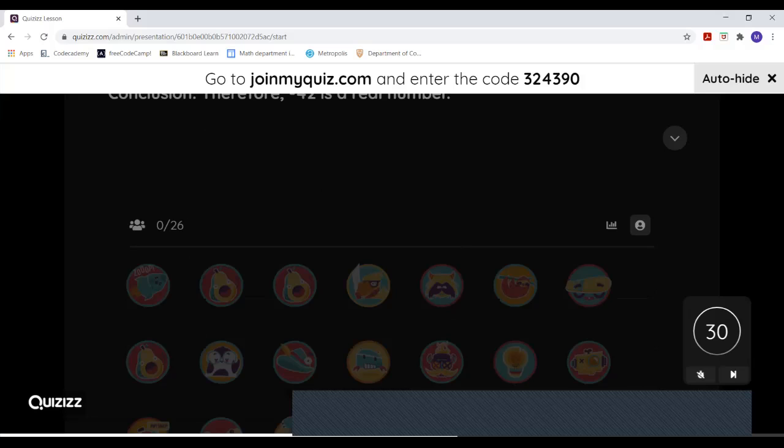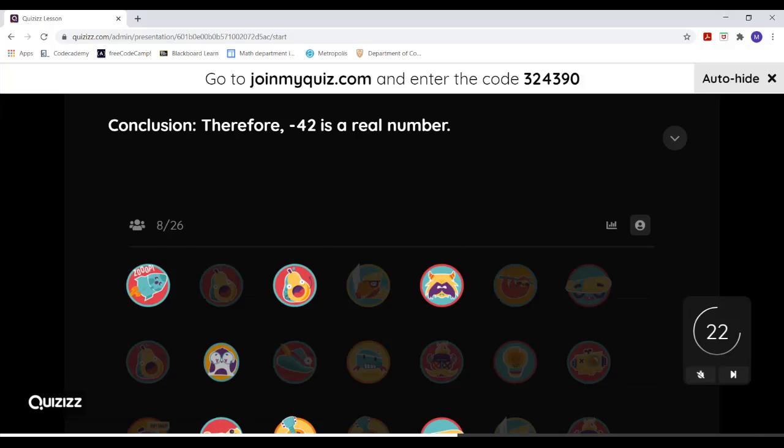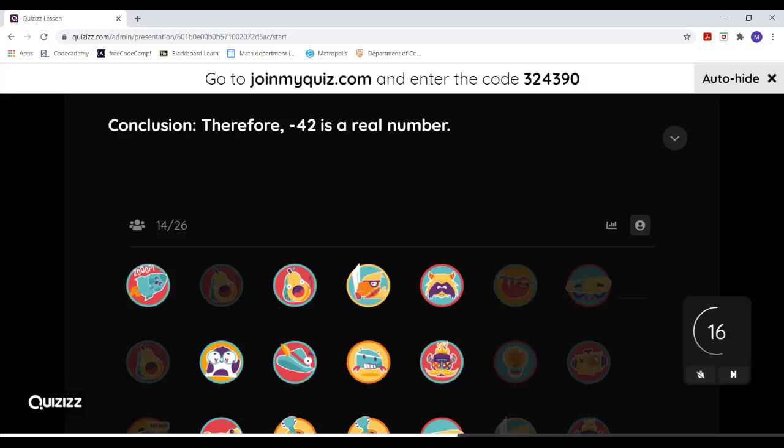I'll try to get a little bit quicker as we go through them, because there is a bit of redundancy. Therefore, minus 42 is a real number. So again, P was an integer statement. Q was a real number statement. So what is this saying? P or Q? And is it true or false? So P is integers, Q is real numbers.